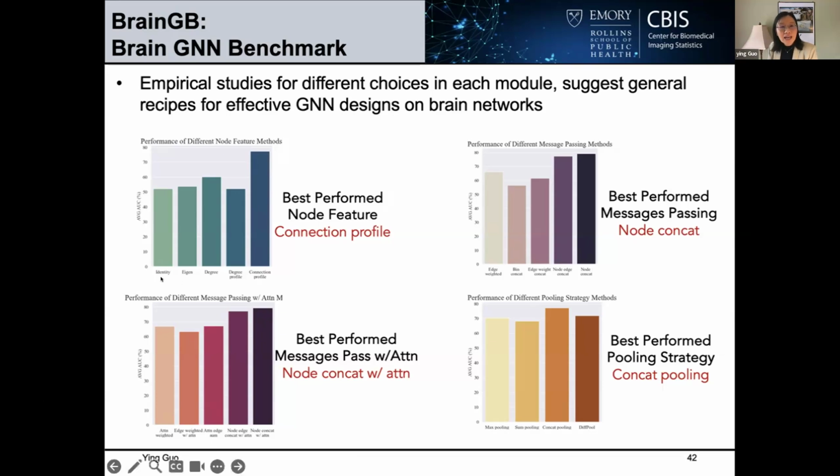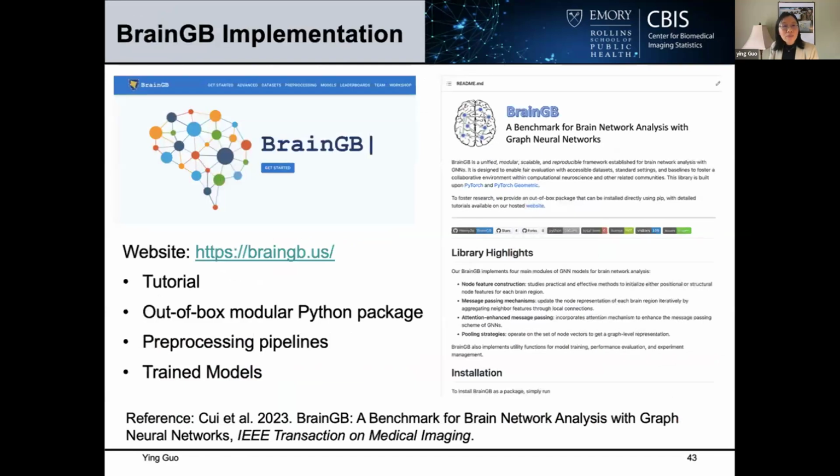Basically, through our analysis, we find the connectivity profile is the best performing node feature for GNN. And similarly, we find the best performing options in other modules. So we have released this benchmark to the community.